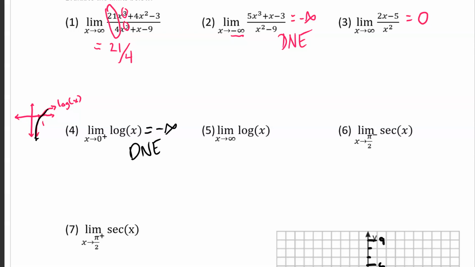As we go to infinity with log, we're going off this way. X is going to infinity. This just goes up forever, so that would be positive infinity. Does not exist.